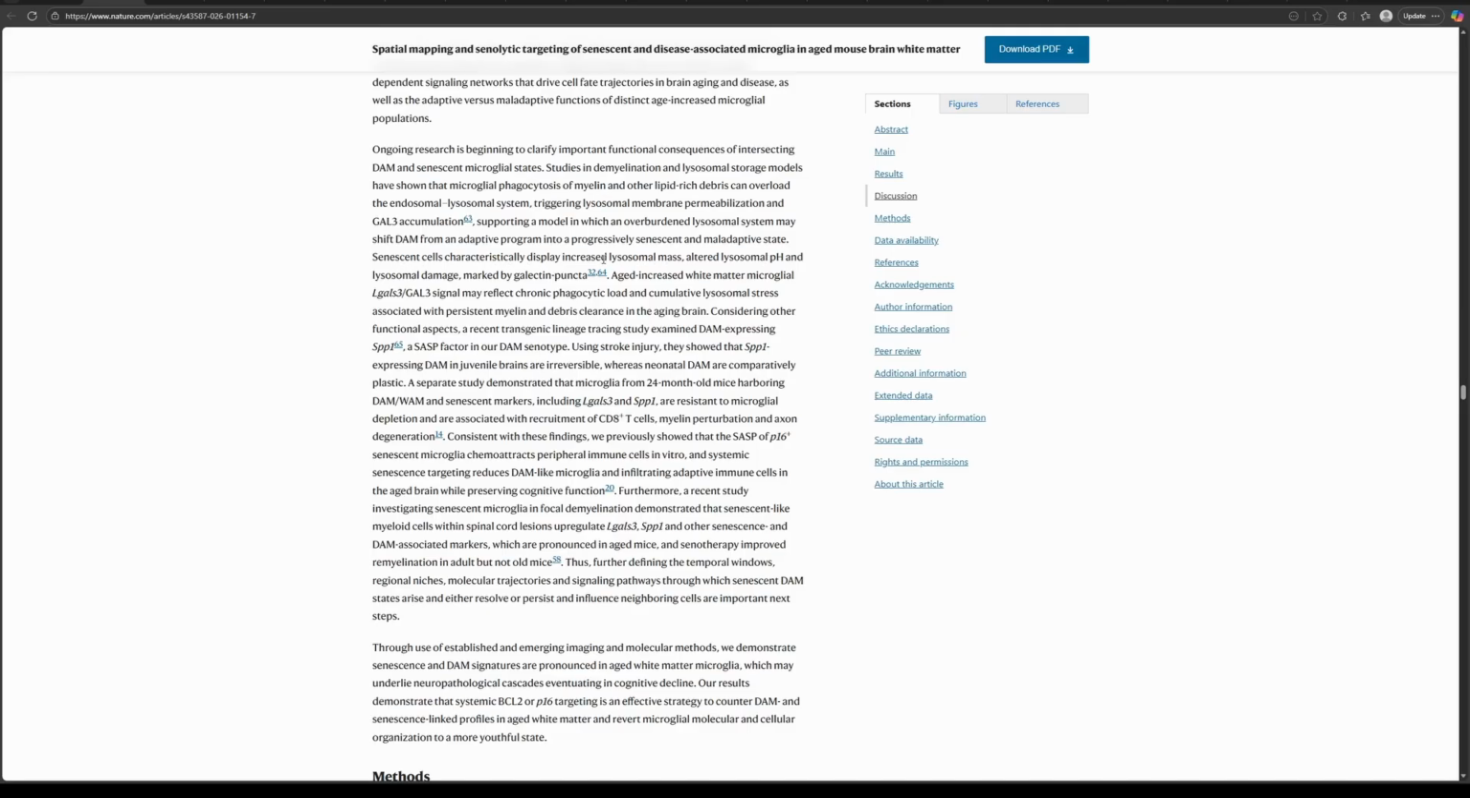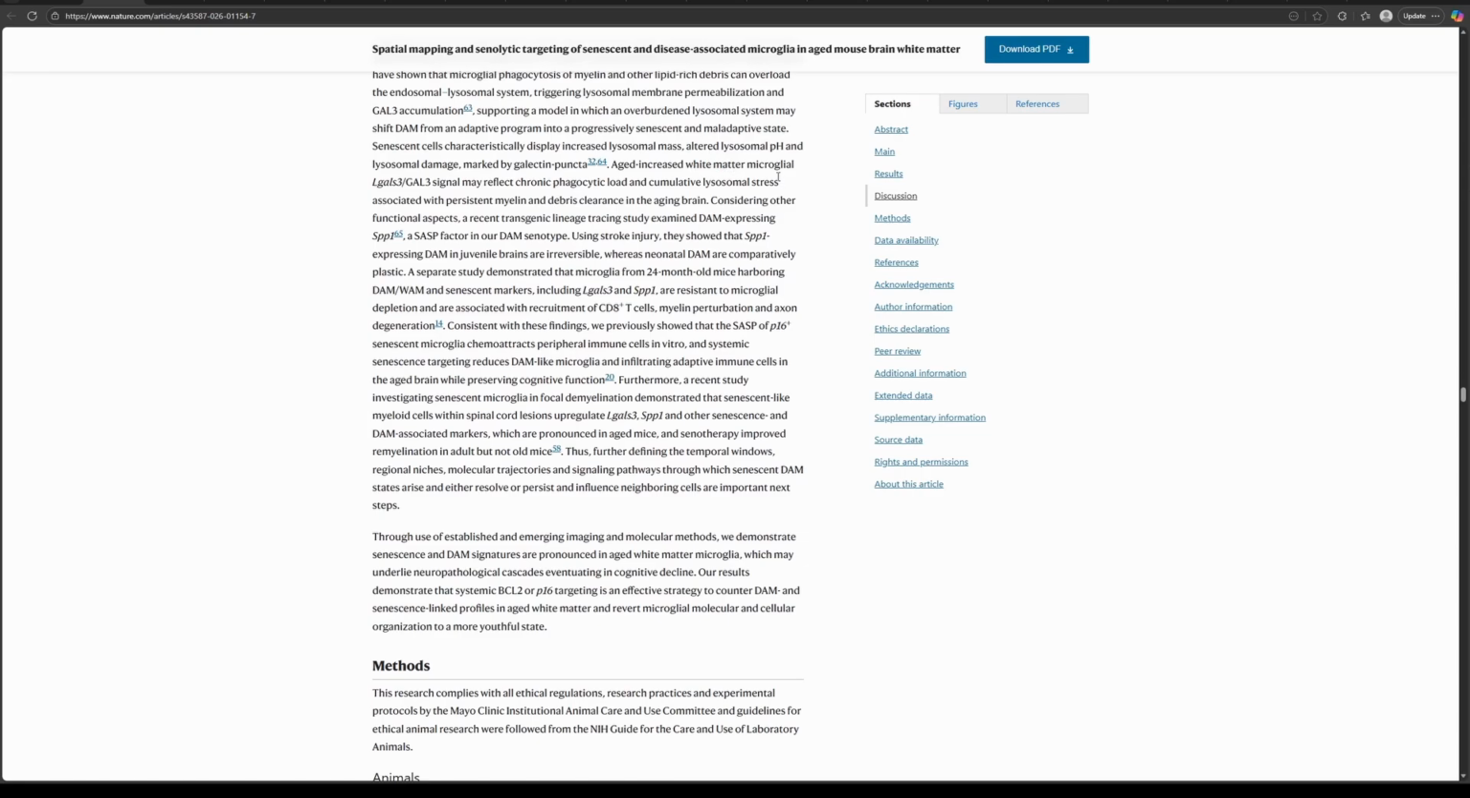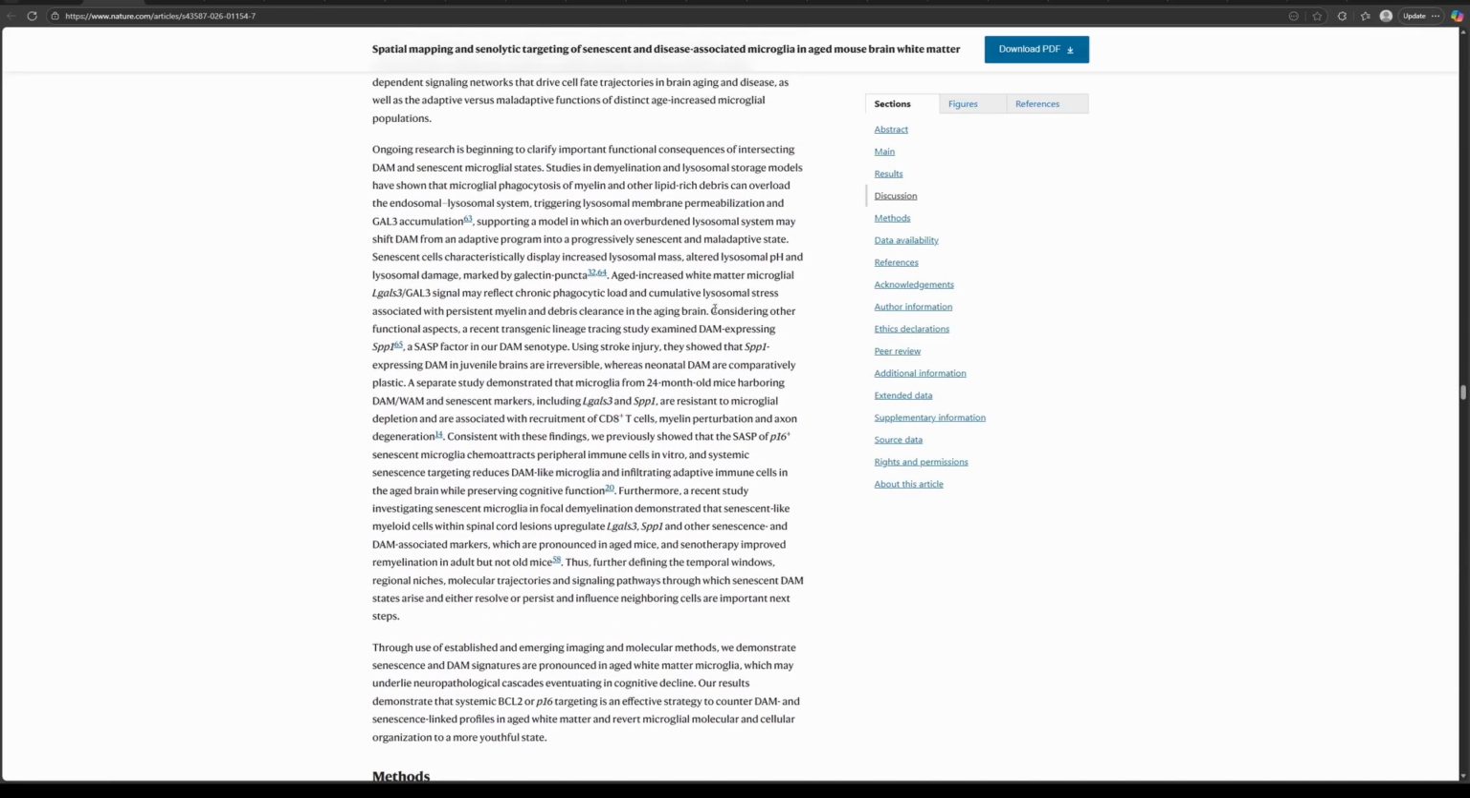Senescent cells display increased lysosomal mass, altered pH, and lysosomal damage. Interesting. Okay. Aged increased white matter microglial Gal3 signal may reflect chronic phagocytic load and cumulative lysosomal stress associated with persistent myelin and debris clearance in the aging brain. Interesting. That is so cool. So they've already distinguished a certain type of stress that may be causing it.